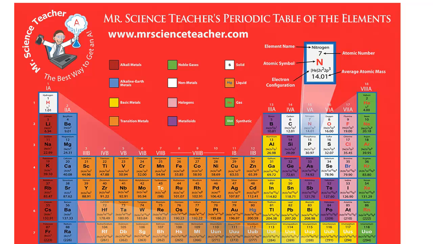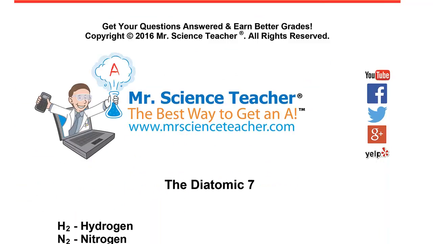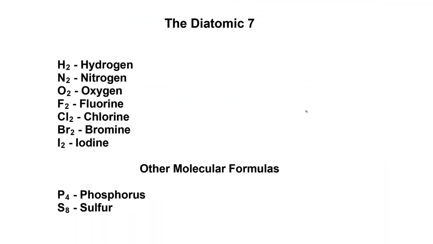Now, one of the interesting things is these atoms exist either by themselves or in a group. And so we'll scroll down here. We get to the diatomic 7. Notice it says diatomic. That means two atoms. The diatomic 7: hydrogen, nitrogen, oxygen, fluorine, chlorine, bromine, and iodine. These elements exist not as single atoms, but as two atoms that are bonded together. Likewise, phosphorus is found as P4 and sulfur is found as S8.